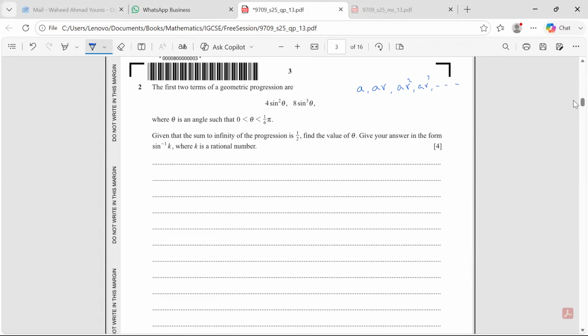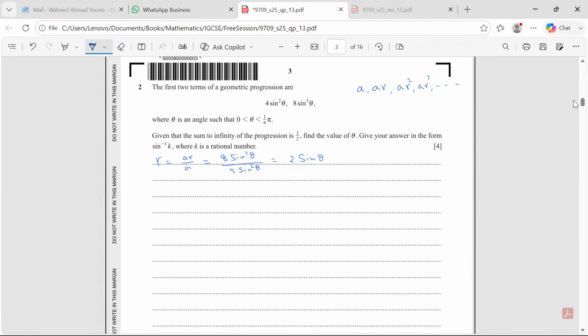So from here, I can find the value of r, right? So r is going to be the second term divided by the first term. So it is basically ar over a. So it is going to be the value of r. Okay. So ar is 8 sine cubed theta divided by the first term, which is 4 sine squared theta. So this will give us 2 times sine theta. It's a very interesting question.